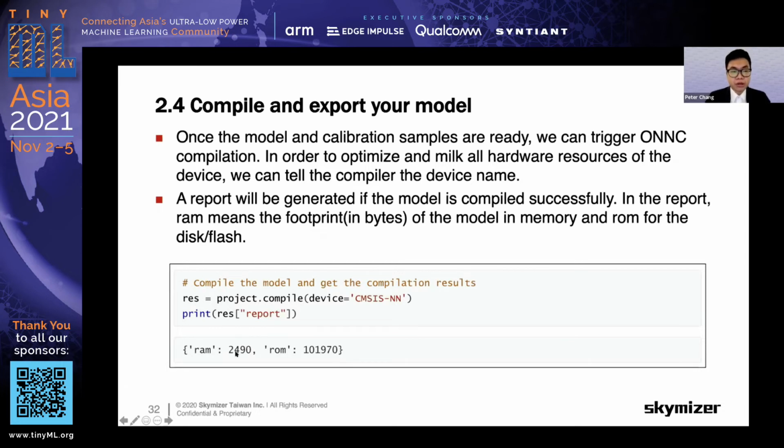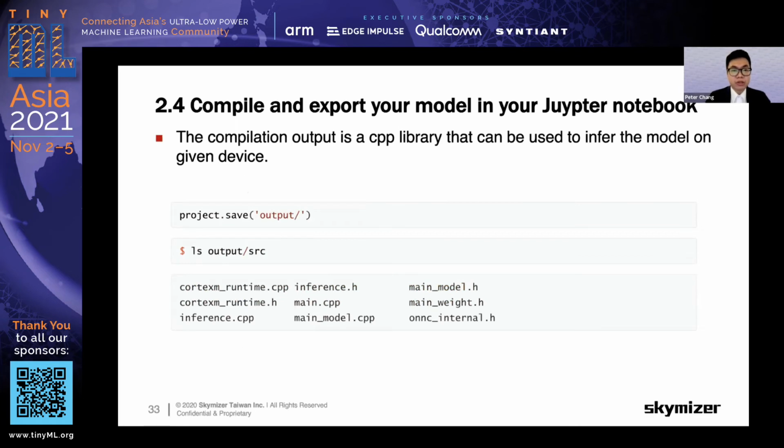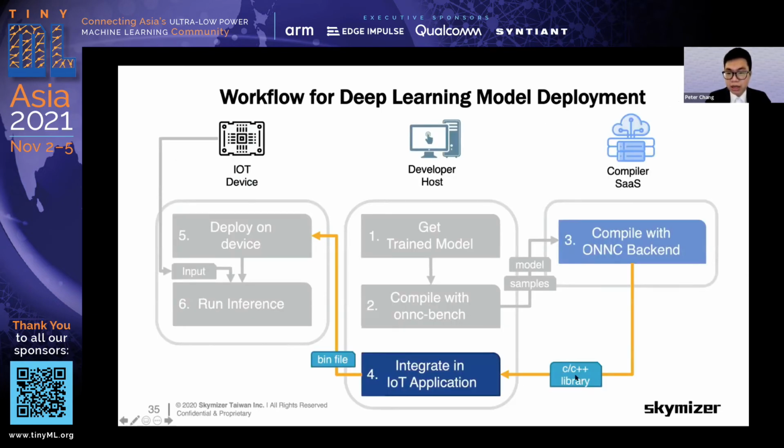You can print the response report to see what the RAM usage and ROM usage are. And then you could use project.save to get the compiled model from the cloud and download it to your client. You can use your command line to see the output. Our compiled model is a CPP file and H file. Your input will be models and the output will be a C and C++ library.